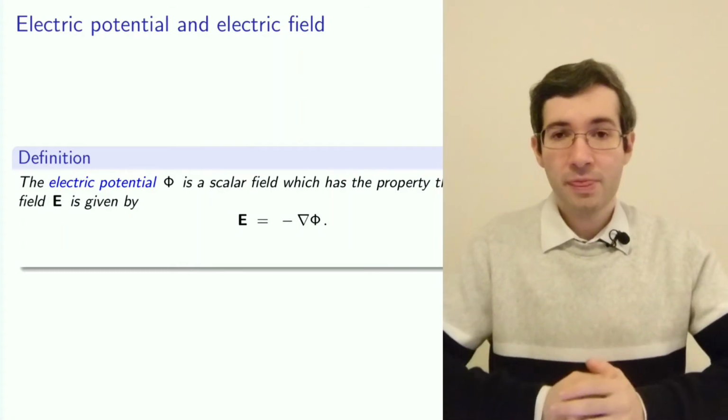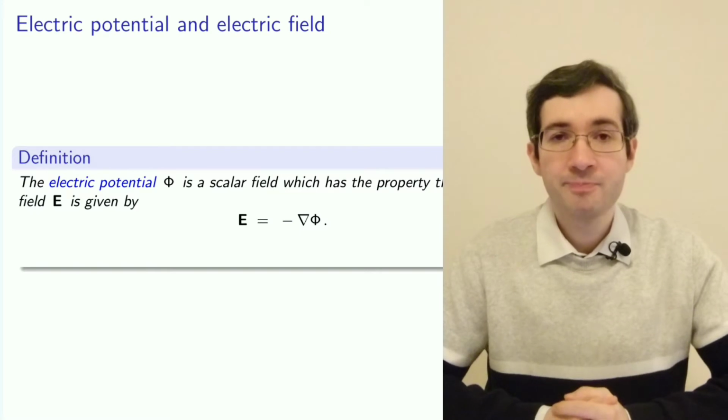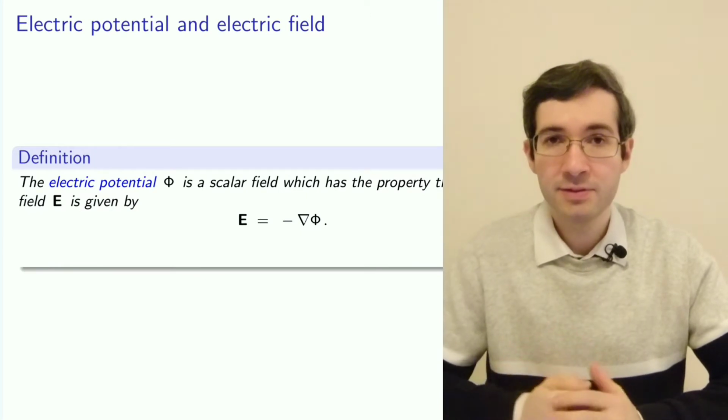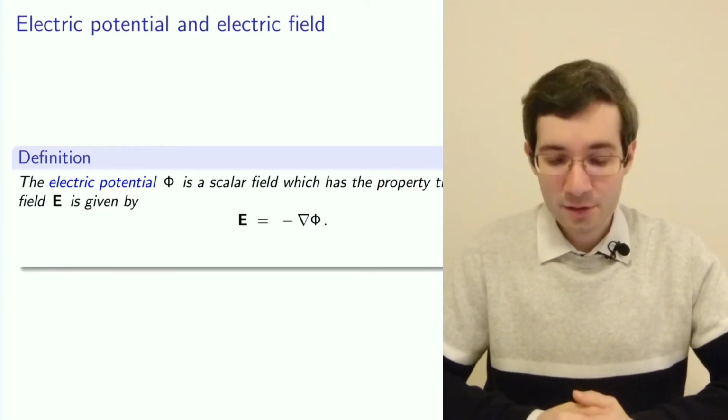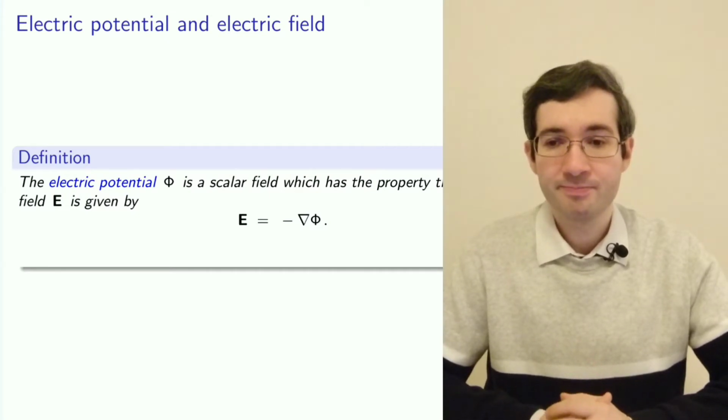So we've seen some of the applications of the gradient. Another very useful application of the gradient is its ability to relate a scalar field to the vector field. And what we'll consider here is called a potential.